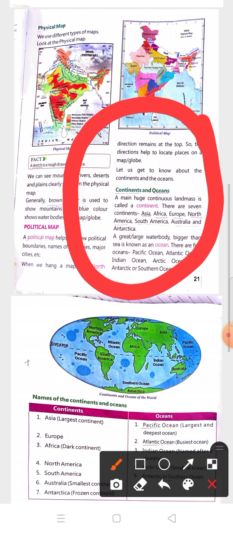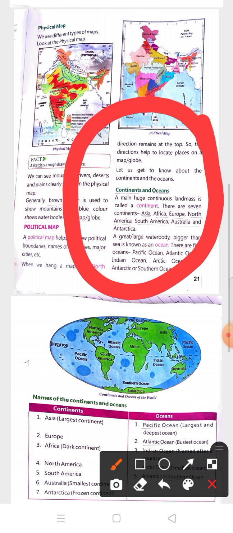Let us get to know about the continents and the oceans. A main huge continuous landmass is called a continent. There are 7 continents: Asia, Africa, Europe, North America, South America, Australia, and Antarctica. A great or a large water body bigger than a sea is known as an ocean. There are 5 oceans: Pacific Ocean, Atlantic Ocean, Indian Ocean, Arctic Ocean, and Antarctic or Southern Ocean.